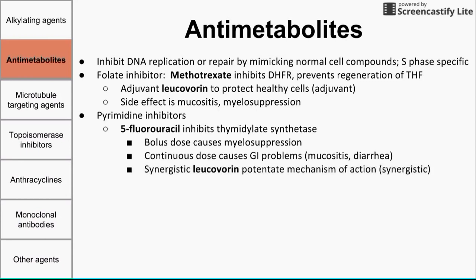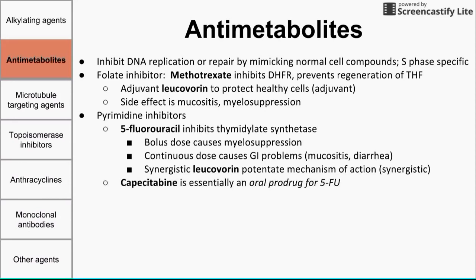You also want to use leucovorin with 5-FU for a different reason this time. This time, leucovorin helps the mechanism of action of 5-FU. When you use methotrexate and leucovorin, leucovorin protects the healthy cells. When you use 5-FU and leucovorin, leucovorin potentiates the mechanism of action of 5-FU. It's worth noting the difference of leucovorin between its use in methotrexate and 5-fluorouracil.